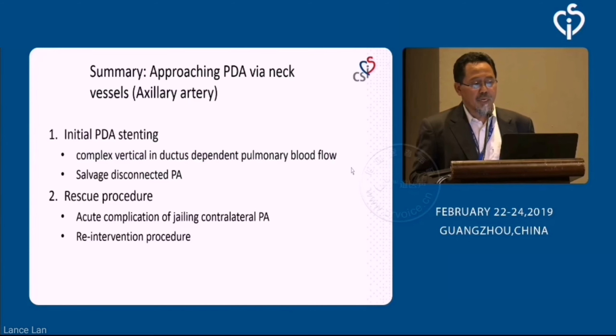So in summary, approaching the PDA via neck vessels, I prefer the axillary artery approach.